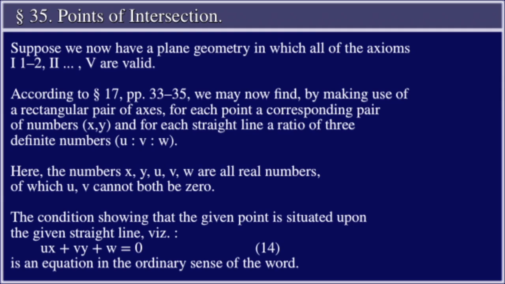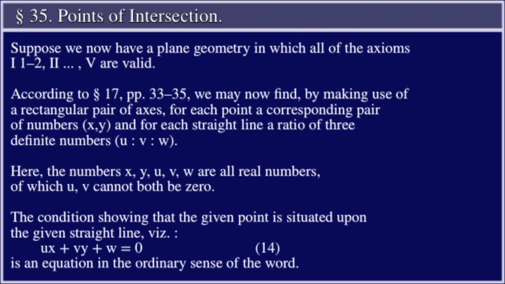Suppose we now have a plane geometry in which all of the axioms, groups 1, 2, and 2 through 5, are valid. According to section 17, pages 33 through 35, we may now find, by making use of a rectangular pair of axes, for each point a corresponding pair of numbers, x, y, and for each straight line a ratio of three definite numbers, u, v, w.